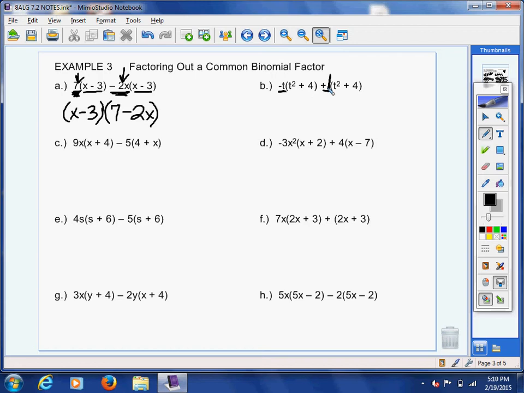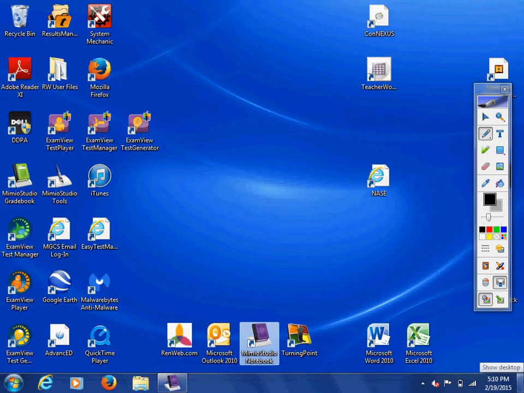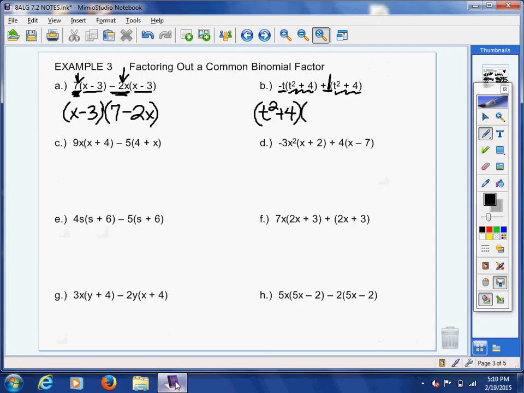Now what we want to do is take the common binomial. Do you see? I squiggled it for you. What's common in both of those terms is the quantity t squared plus 4. Great. Put that in its own quantity. Now, beside it, and I did it again, out beside it, we want to put what's left behind.